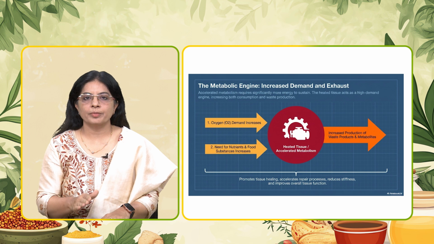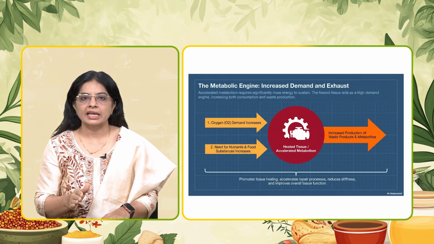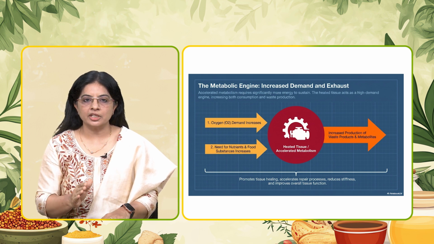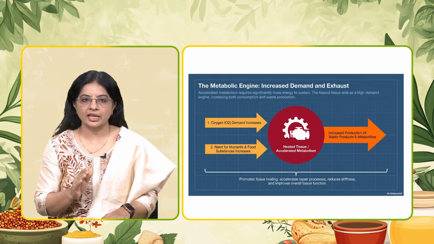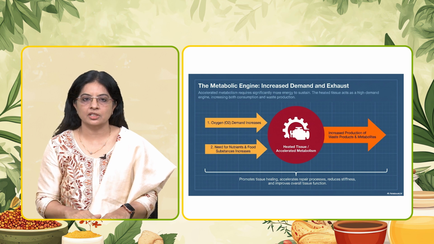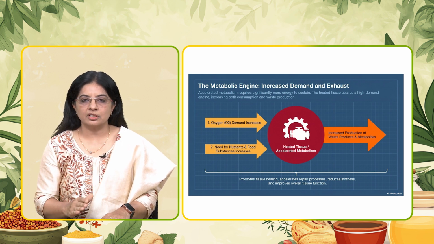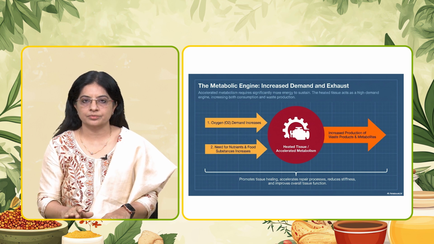Now, because metabolism is accelerated, the tissue requires more energy. As a result, the demand for oxygen is also increased, the need for nutrients and food substances also increases, and at the same time there is an increased production of waste products and metabolites. Clinically, this increased metabolic activity helps in promoting tissue healing, accelerating the repair process, reducing stiffness and improving overall tissue health.